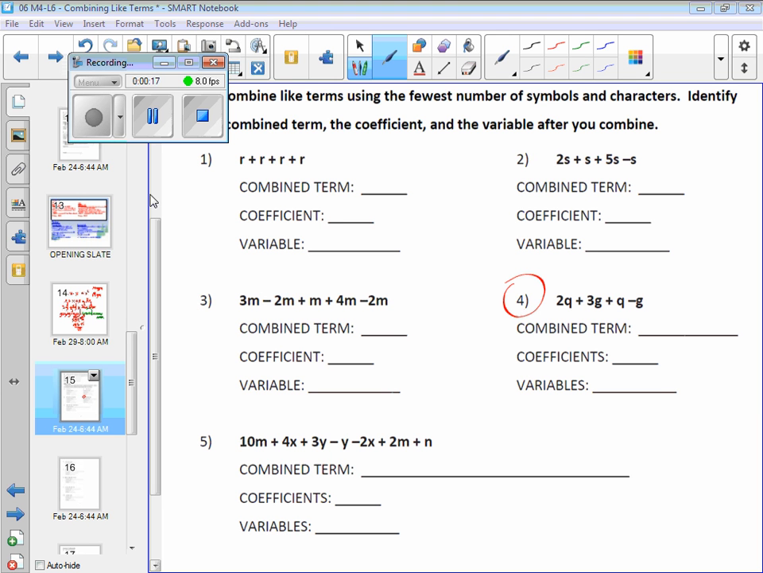If I have a chance to redo this lesson for next year, I'm going to choose something other than Q and G because they're so similar looking. Not meant to make it any more confusing than it is, so I'm going to change it up. But do you see them?